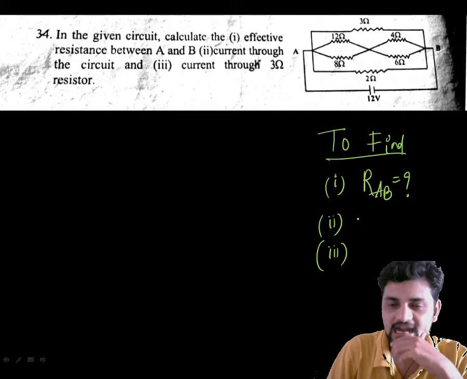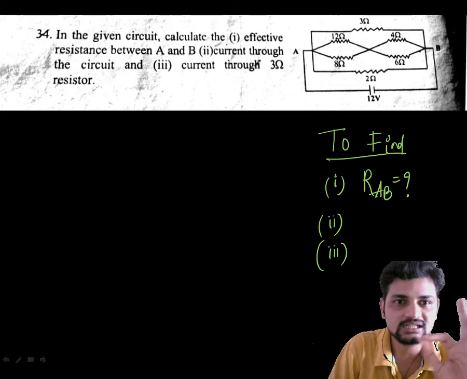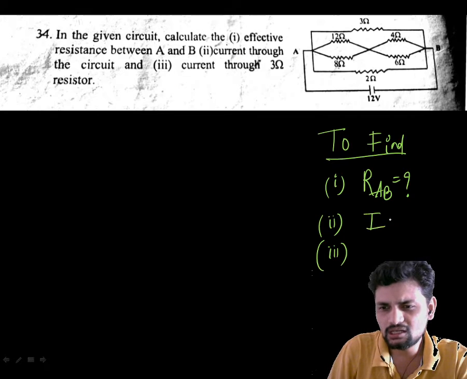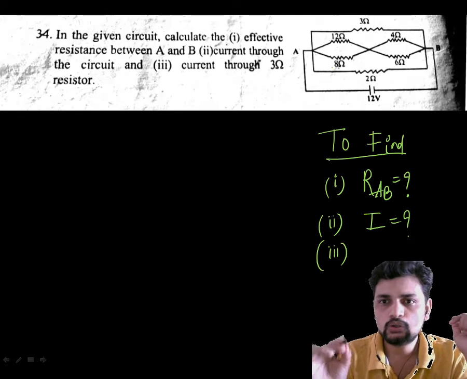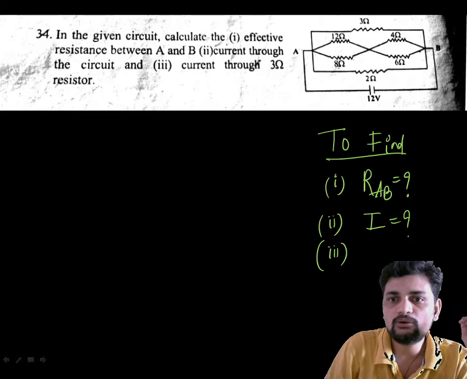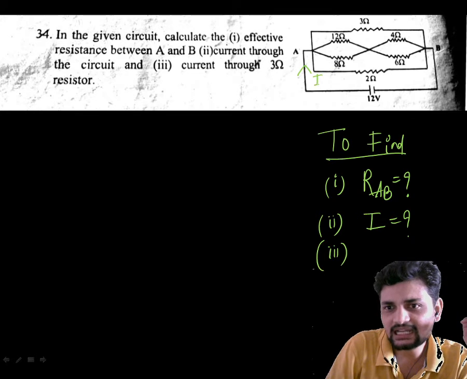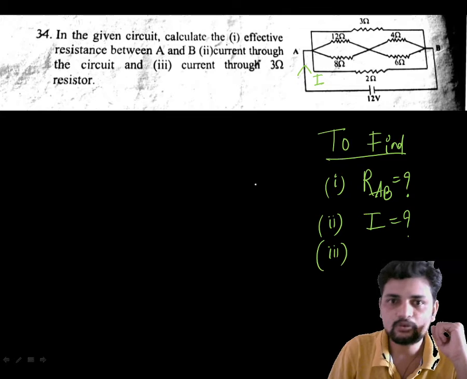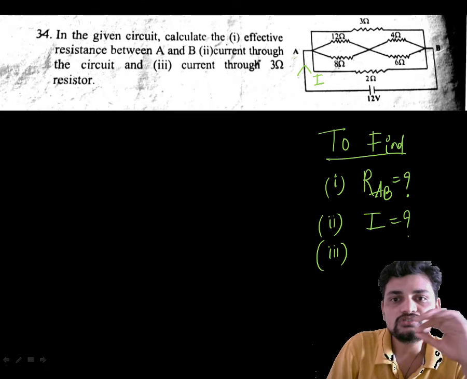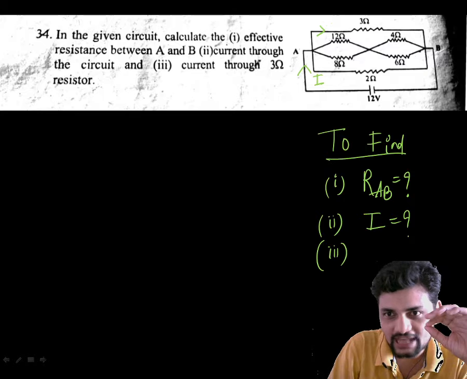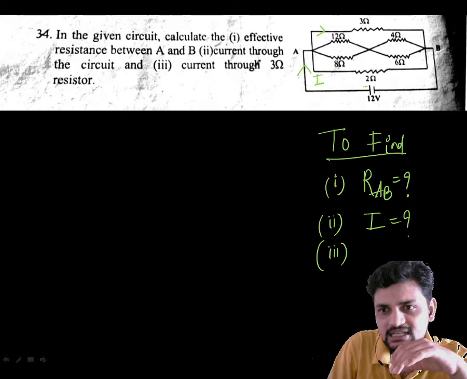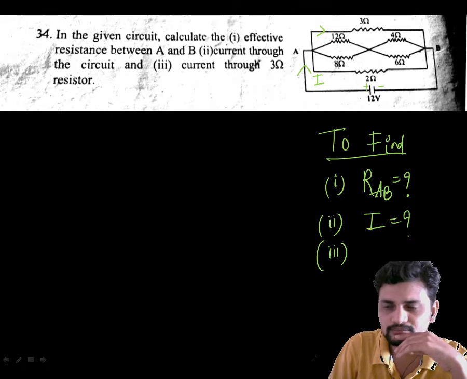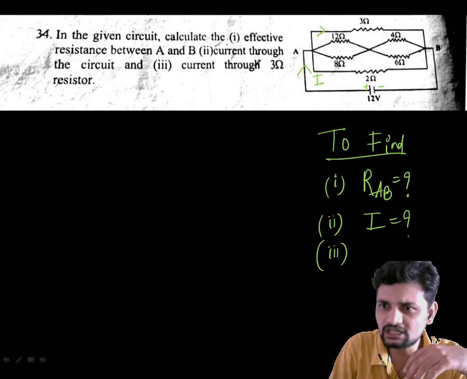Before we start, the second question is the current through the circuit. When they mention the term circuit, they are asking about the total current flowing in the circuit between the terminals A and B. Let me indicate that current as I, which is the second sub question. And the third one, they want us to find the current only through this particular branch, which is through the 3 ohm resistor. Let me take this as the positive terminal and this as the negative terminal. Current flows from positive to negative.